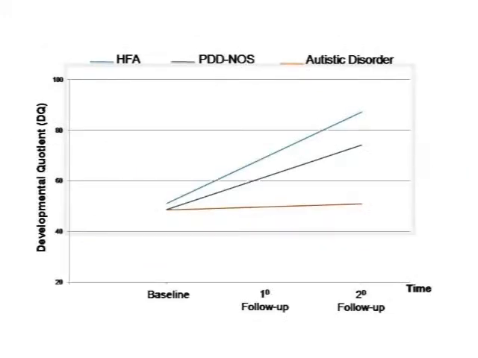Then I would like to show you the developmental quotient throughout time: baseline, first follow-up, and second follow-up. As you can see, there are parallel profile trajectories between high functioning autism and PDD-NOS, whereas the profile of autistic disorder is lower in comparison to the other 2 groups.